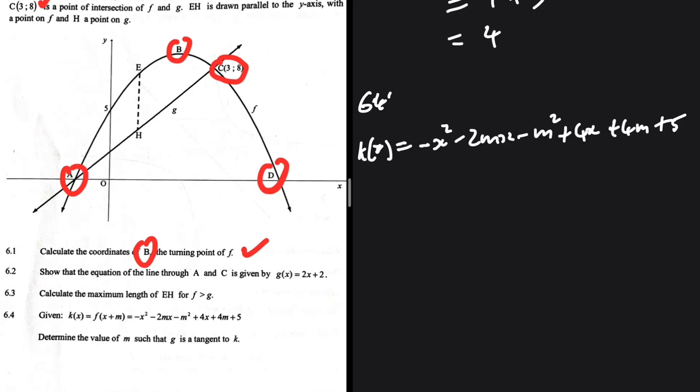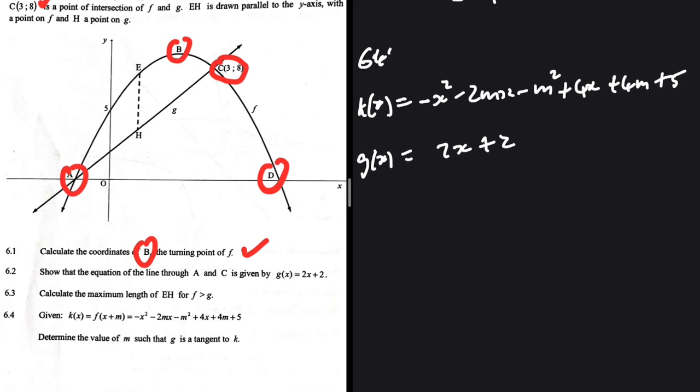Determine the value of m such that g is a tangent. So g of x is a tangent. g of x is equal to 2x plus 2. So the first thing that we're going to do here, we're going to say that k of x is equal to g of x. That is the first thing that we're going to do.